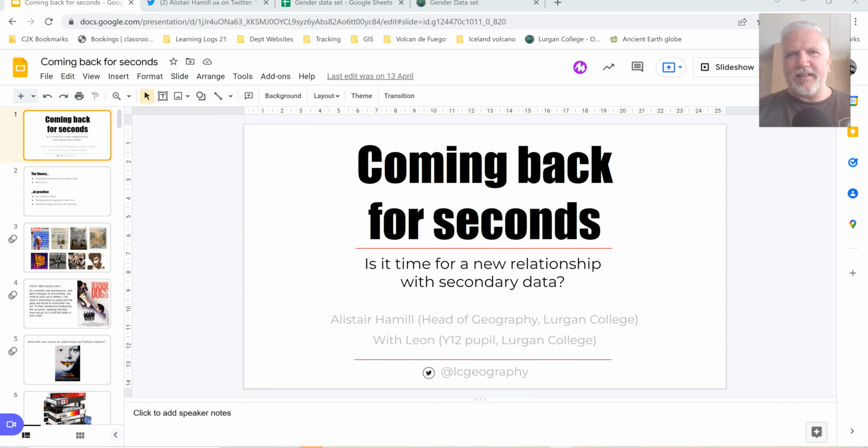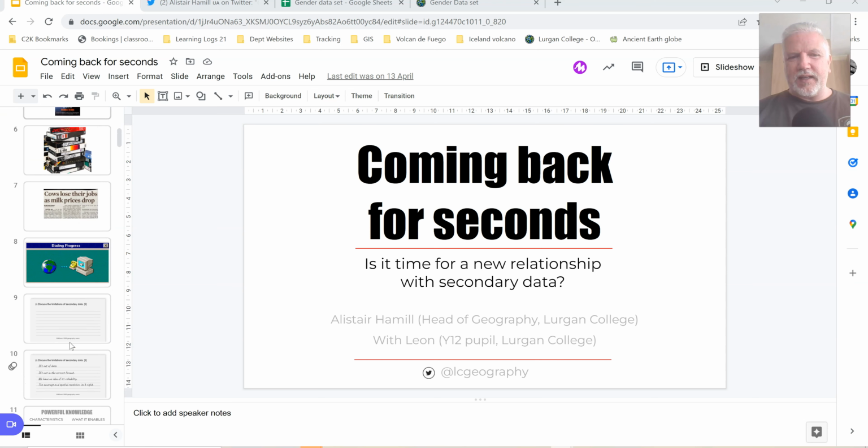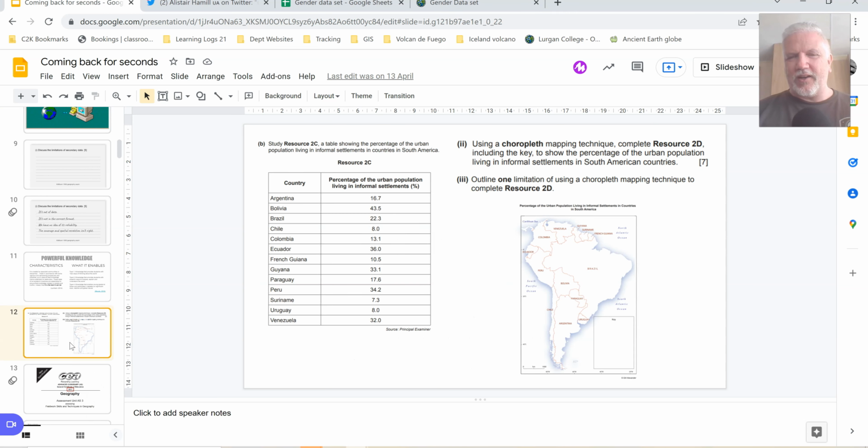I recently presented at the Geographical Association conference, this session here, "Coming back for seconds: a time for a new relationship with secondary data." In that, one of the things I looked at was how typically we go about assessing our mapping and graphing of secondary data. And it tends to look something like this.